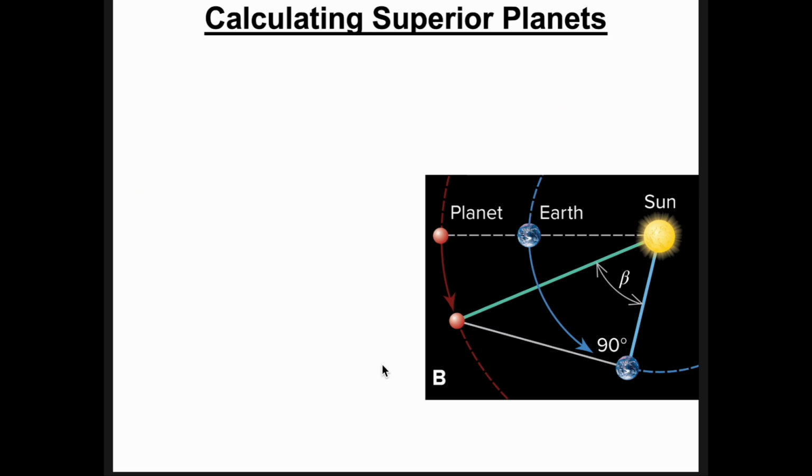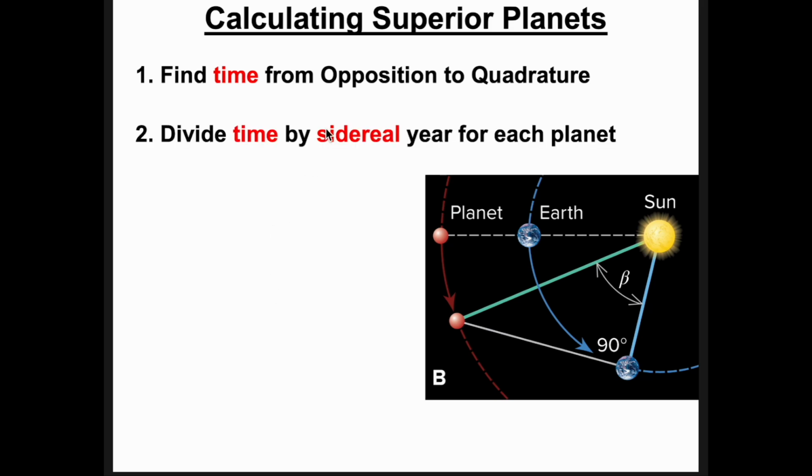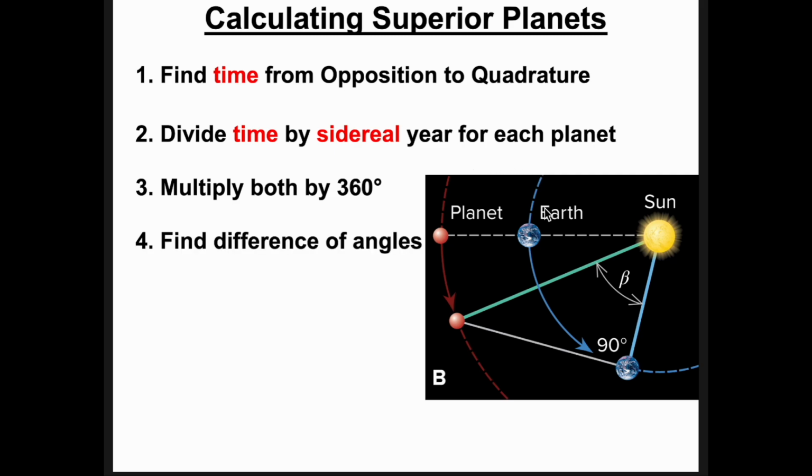So, to find the distance to a superior planet, first step, we're going to find the time from opposition to quadrature. We're going to divide that time by the sidereal, the true year for each planet, multiply both by 360. That's going to give us an angle for each planet. We'll find the difference between them. That's going to give us a triangle, and we'll solve it, and we'll have that distance.